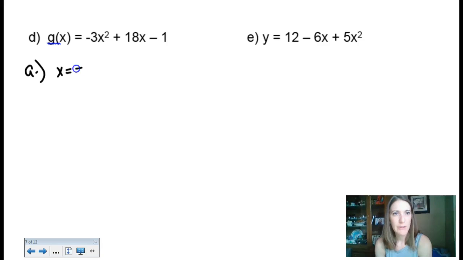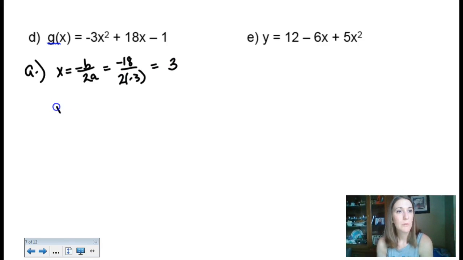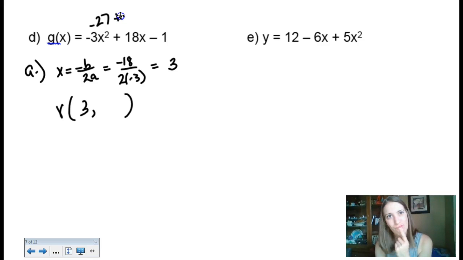So negative b over 2a, remember, is the formula for the x value. So negative b would be negative 18 over 2 times a. So that would be negative 18 over negative 6. That would be a 3. So my vertex is at 3 comma. Now let's figure out the rest of it. So let's see, negative 3 times 3 squared. So negative 3 times 9 is negative 27. Plus, oh boy, let's see, 3, 50, 56, right? No, gosh.